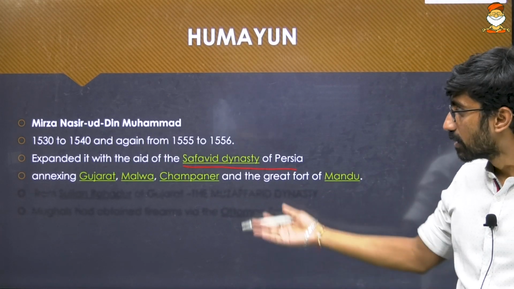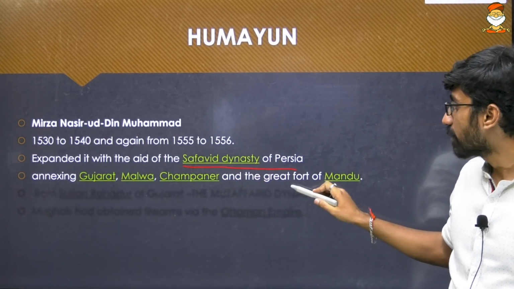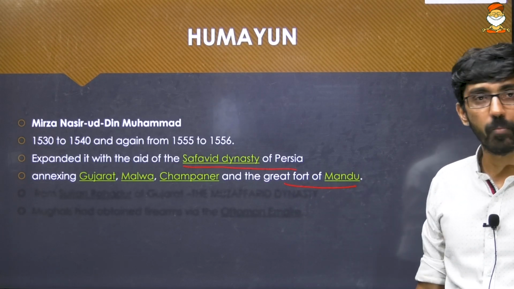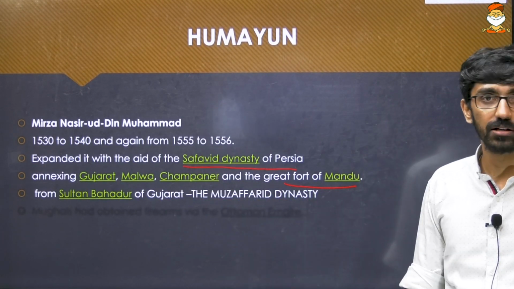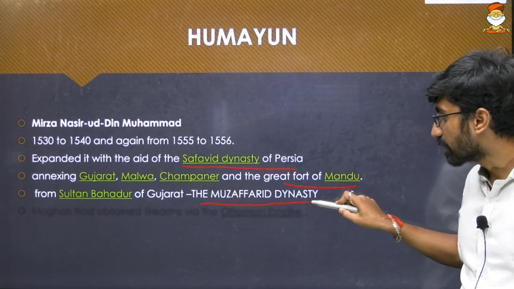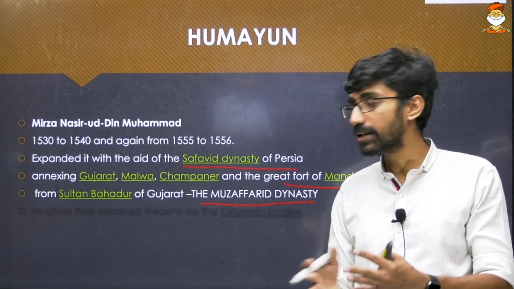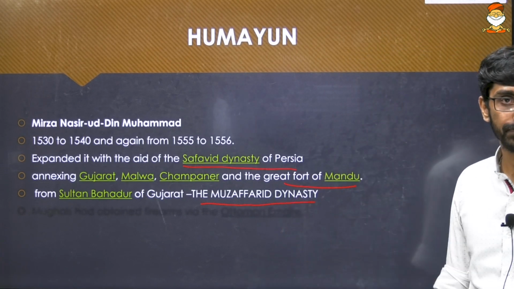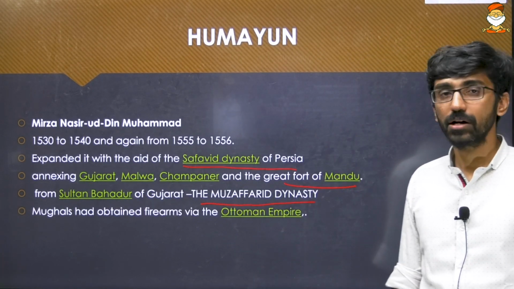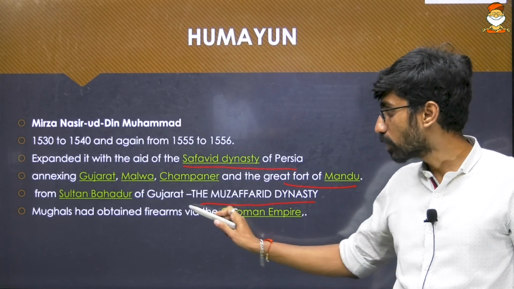Okay, and then by annexing Gujarat, Malwa and Champaner and the great fort of Mandu also, which were occupied from Sultan Bahadur, that is the Gujarat Sultan, who is also called the Muzaffarid dynasty. From the Muzaffarid dynasty, he occupied places like Gujarat, Malwa, Champaner, and again Mandu fort.